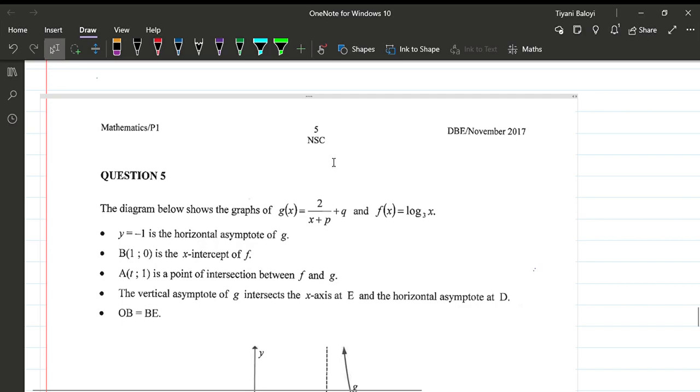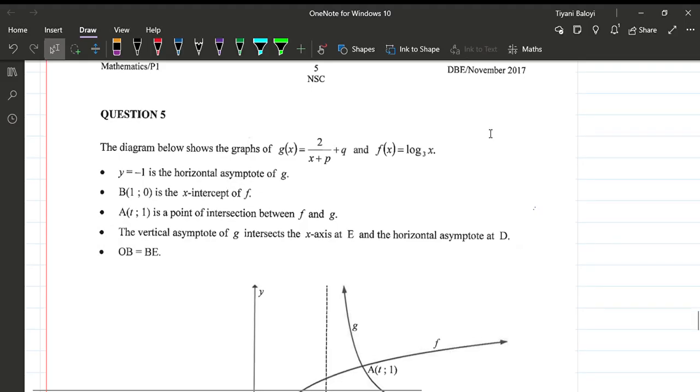Hello. So tonight we'll be looking at question 5 from the November 2017 final exam. We're still looking at functions for paper 1. The given information for question 5 says that the diagram below shows the graphs of g of x, which is equal to 2 over x plus p plus q, and f of x, which is equal to log base 3 of x, right? So this is our hyperbola.